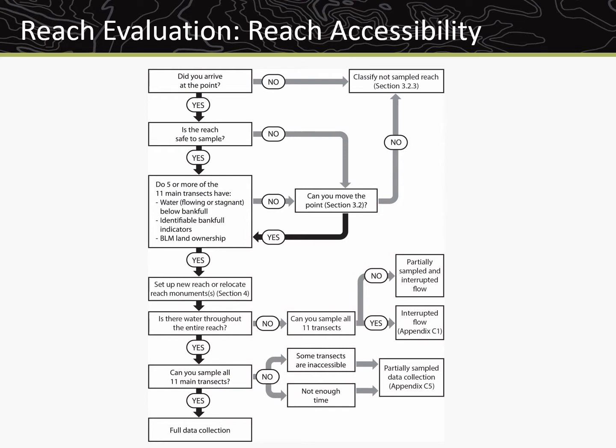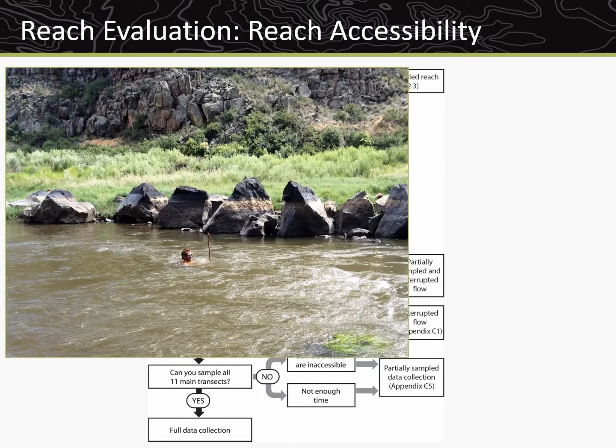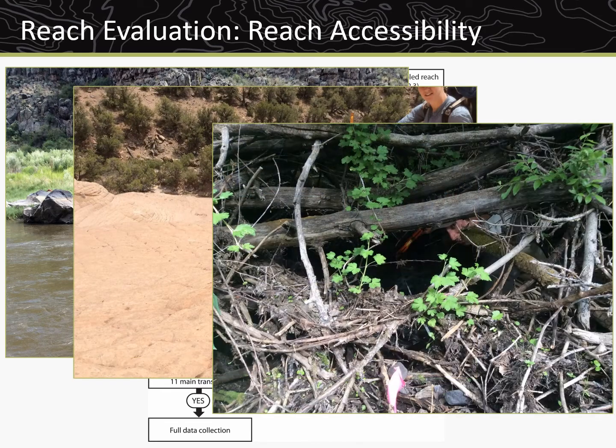The second step in the reach evaluation process is to determine if the reach is safe to sample. Some obstacles may have been identified during the scouting process, but objective and transient hazards are usually not identified during scouting. These unforeseen circumstances include high water, steep terrain, and extremely dense vegetation. In addition to terrain or weather-related challenges to sampling, some reaches may simply not contain certain criteria needed for sampling. It is important to note, though, that all the reaches shown in these photos were sampled.